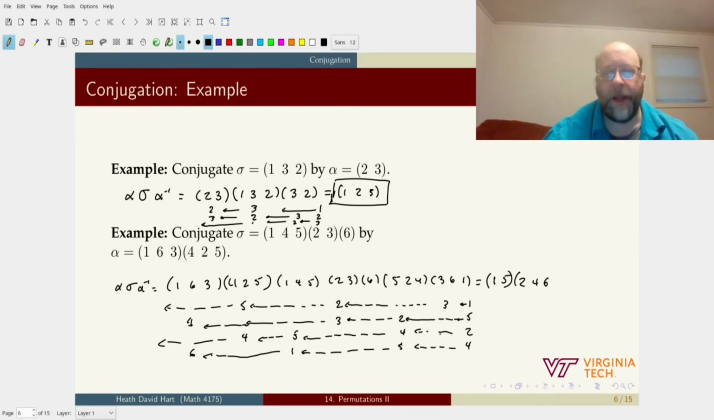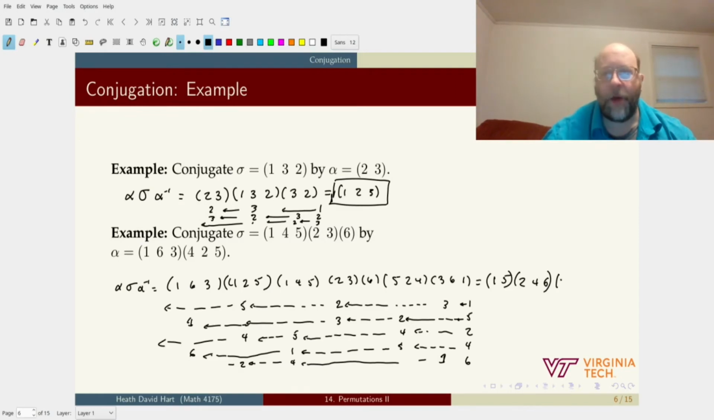Let's see what happens to 6. 6 immediately changes to 1. The next time 1 changes is way over here. It becomes a 4. And then 4 becomes 2, and then nothing else happens to a 2. So that closes out a cycle.